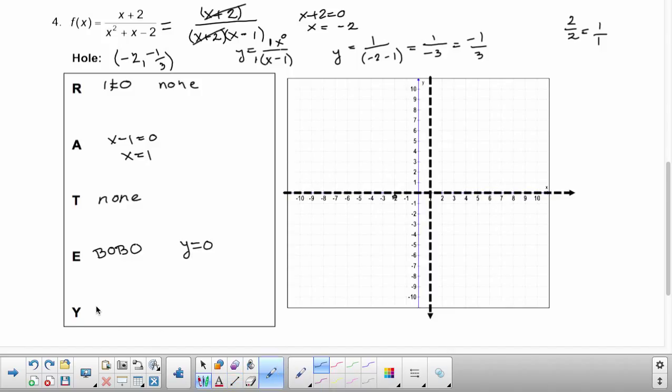Finally, our y-intercept, and that's when you plug in x equals 0 into your function. So going here, I'm going to say y equals 1 over 0 minus 1. That's 1 over negative 1, or just negative 1. Fantastic. So I'm going to intercept right here.